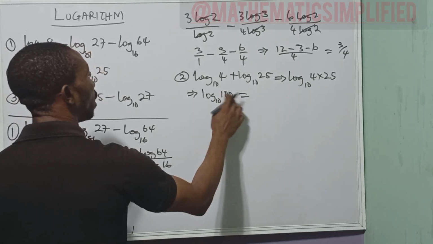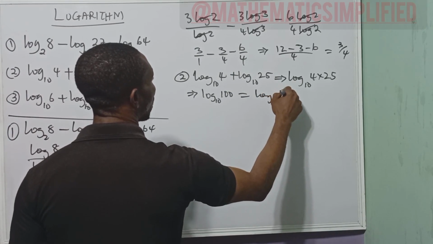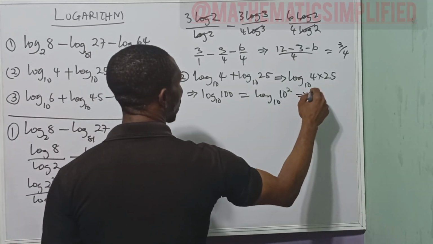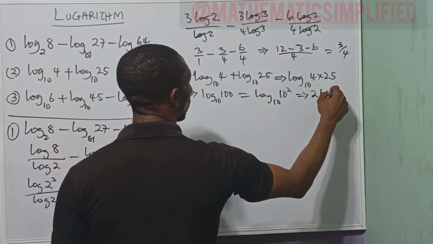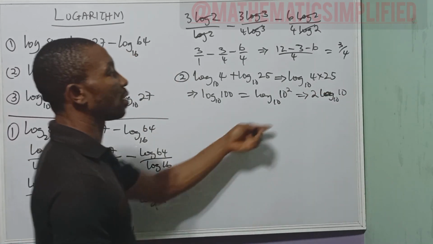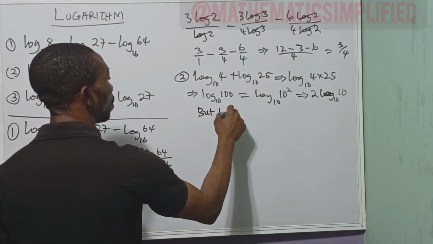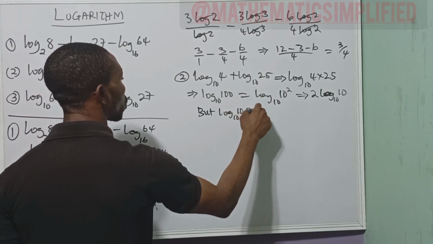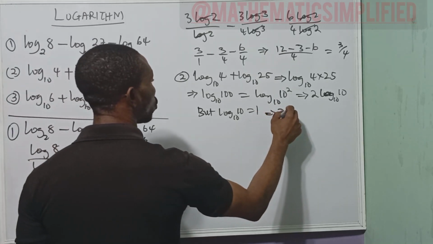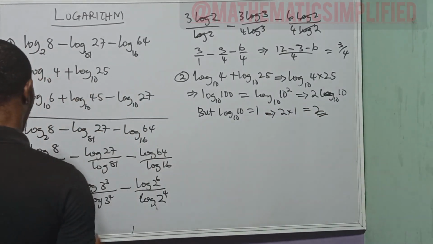Now this we can break down to log 10 of 10 raised to power 2. So this will now give us 2 log 10 10. But we know that log 10 10 equals 1. So this will now give us 2 times 1, which is 2. So our answer will be 2.